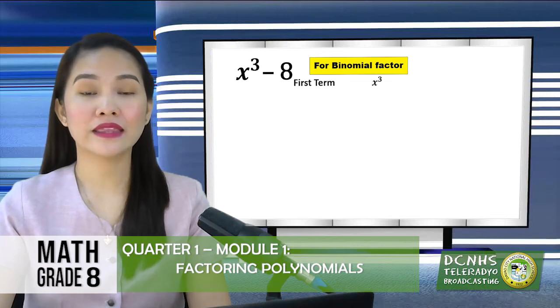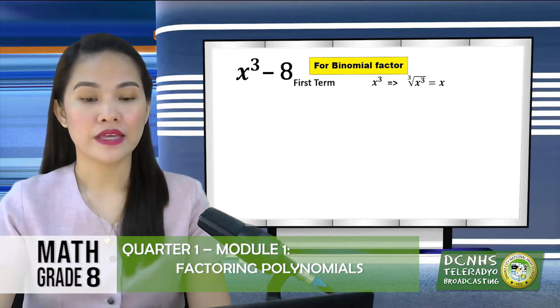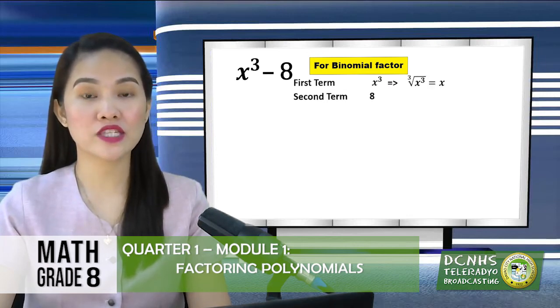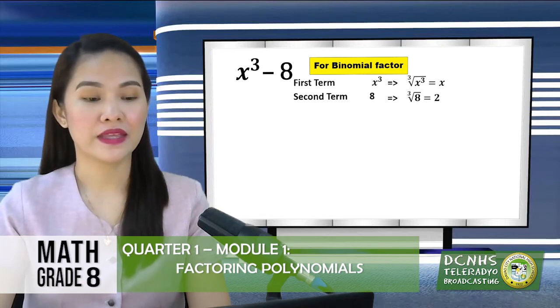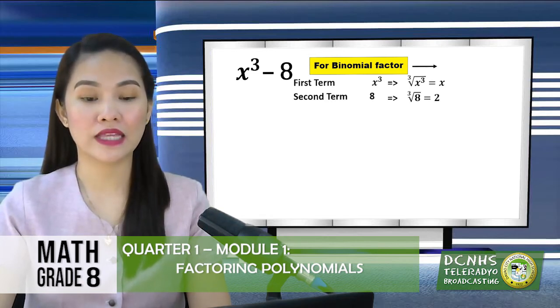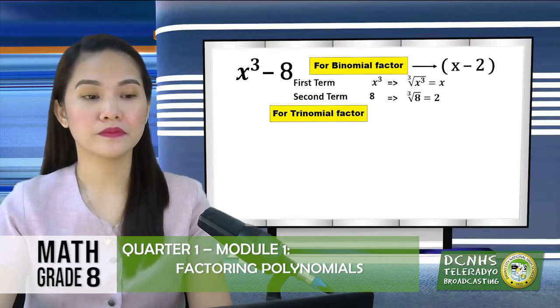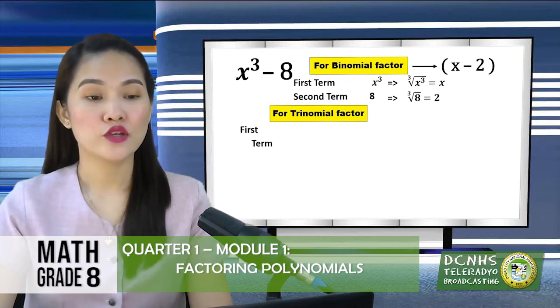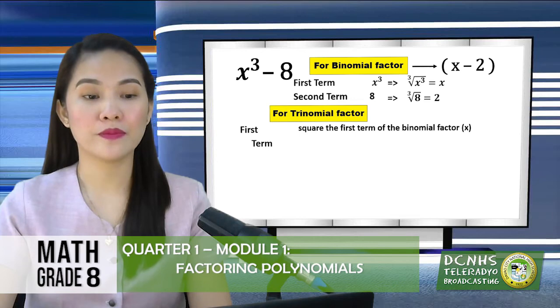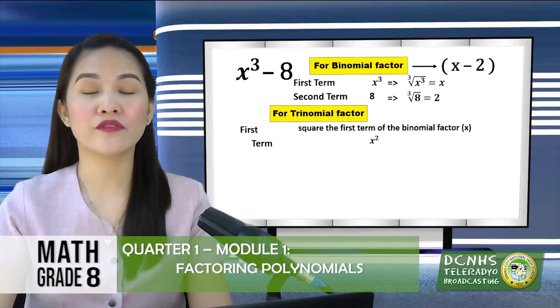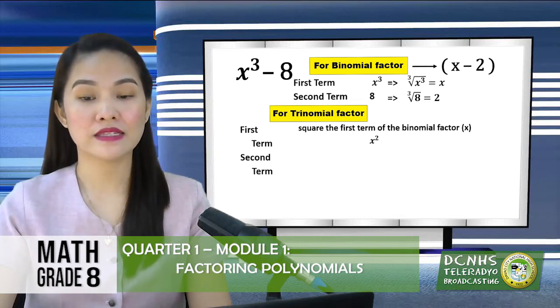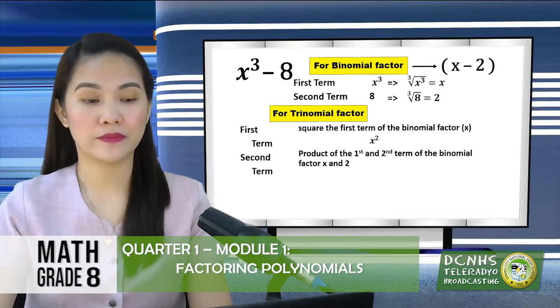First, get the binomial factor. Extract the cube root of x cubed, which is x, and then get the cube root of 8, which is 2. The binomial factor is x minus 2. Next, solve for the trinomial factor. For the first term, square the first term of the binomial factor, x. The result is x squared.